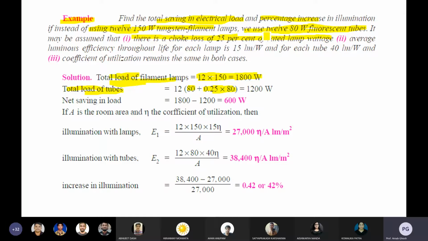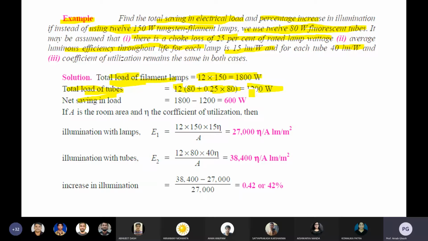The average illumination efficiency of the lamp is 15 lumen per watt, and for each tube it is 40 lumen per watt, and the coefficient of utilization remains the same in both cases. So we have to calculate them. There are 12 fluorescent tubes, so you can calculate 1200 watt. Net load saving means you just reduce them, so the change is 600 watts.